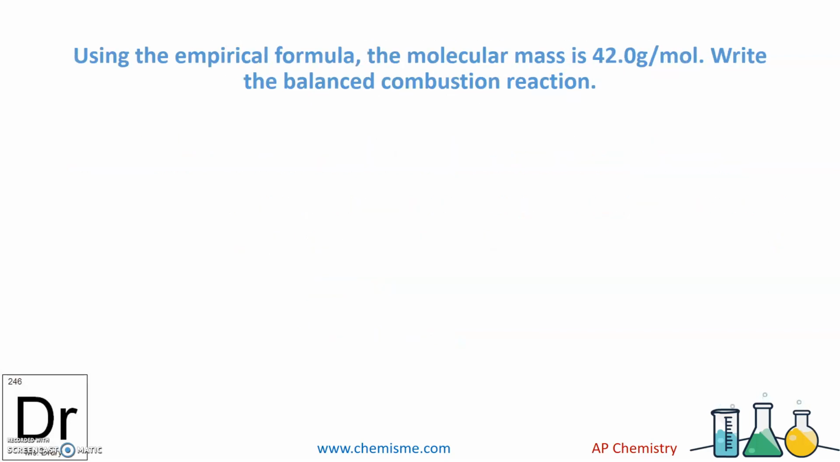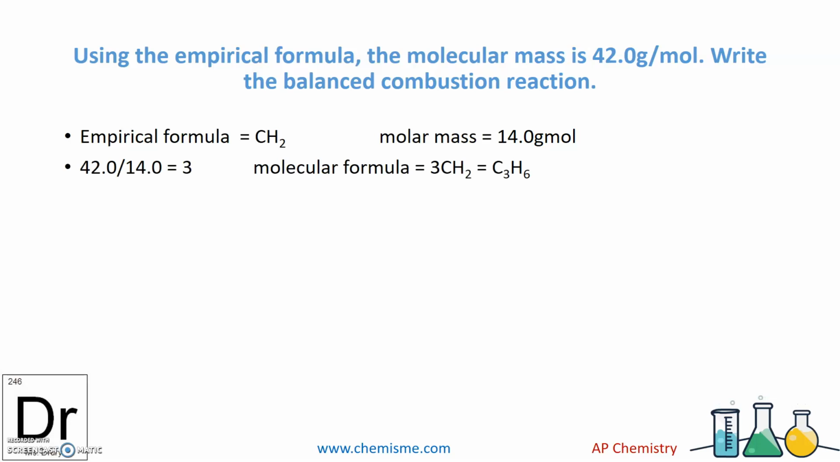Using that empirical formula of CH2, the molar mass is 42, write the balanced combustion reaction. So again, what we do is take the empirical formula and say its molar mass was 14. If the molar mass they're talking about is 42, that was 3 times the mass that we thought. So that means we distribute the 3 through, this is what we did in the last video, and find out the formula was C3H6.